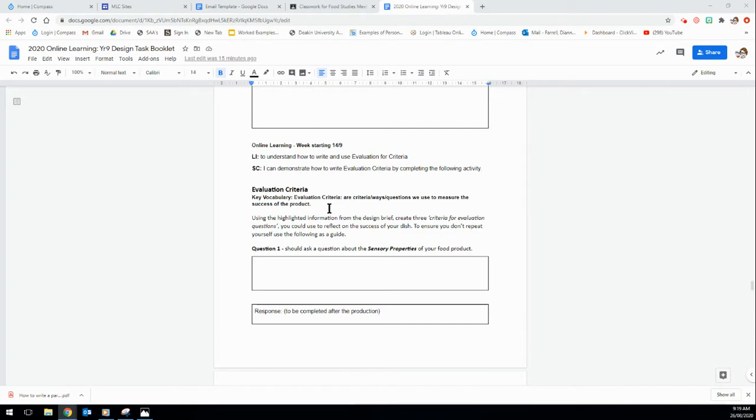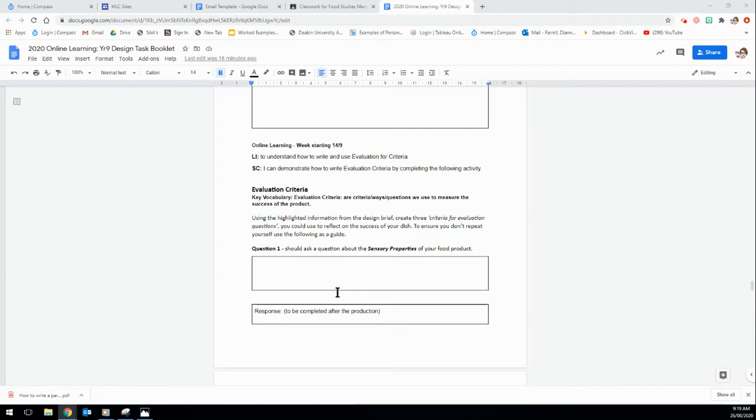So whenever designers design products, they always set the evaluation criteria before they make the product. Okay, so what you're going to do is use the highlighted information from the design brief, which you would have done in week 2. You are going to create 3 criteria for evaluation questions you could use to reflect on the success of your dish. To ensure you don't repeat yourself, use the following as a guide. So what I mean by that is this little sentence after each question.